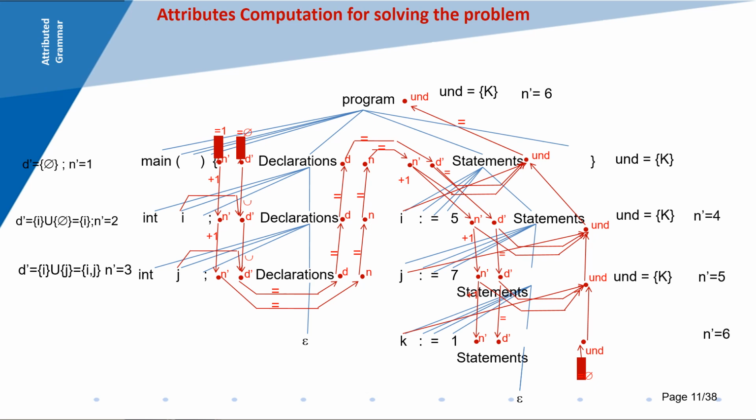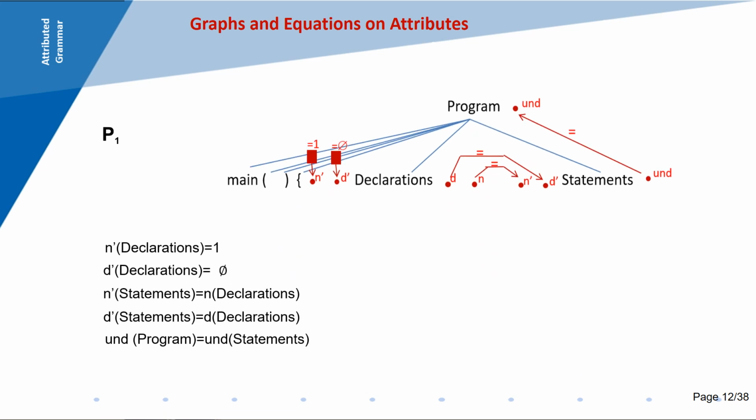Finally, we compute the synthesized attributes U and D. For each non-terminal statement, we put in the attribute U and D the variables that are not located in the set D prime with their line numbers. For production P1, we put N prime declarations equal 1, D prime declarations equal empty. At the top of the tree, we transfer the synthesized attributes N prime, D prime to N and D.